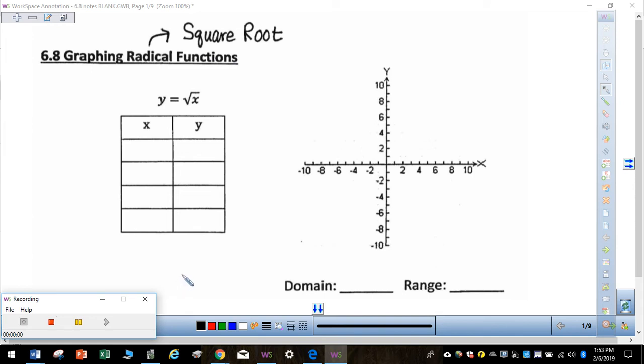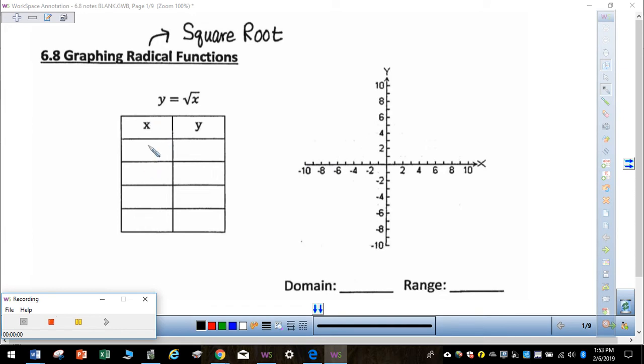Sharrow, and in this lesson we are looking at graphing radical functions in section 6.8. And by radical functions we really mean the square root function for today. So we're going to start with the basic parent function y equals square root x, and we're going to start by making a table of values. This will give us some ordered pairs to help us see what our graph will look like.